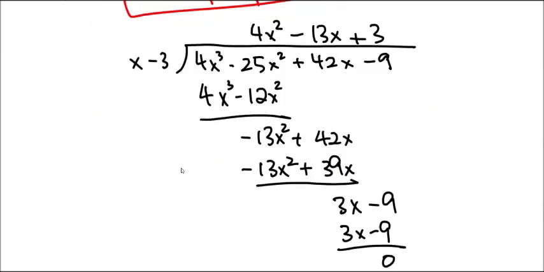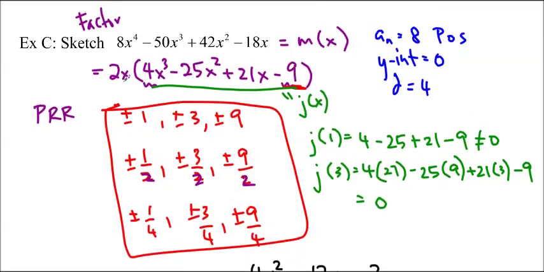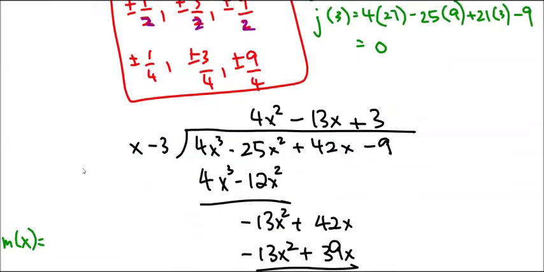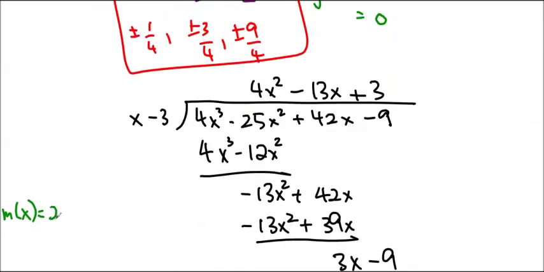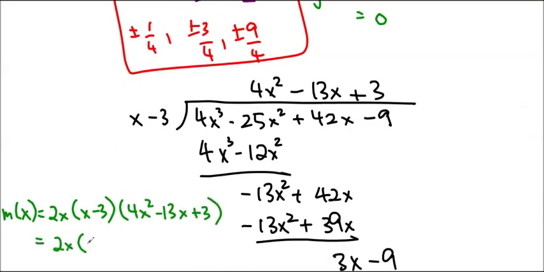So now you can see I have divided and I've got my answer with a remainder of 0. So I'm just going to write my m of x in factored form. It's got this 2x on the front and then j of x, which we just factored. So it's 2x times x minus 3 times 4x squared minus 13x plus 3. And we'll factor that quadratic. Becomes 4x minus 1 times x minus 3.